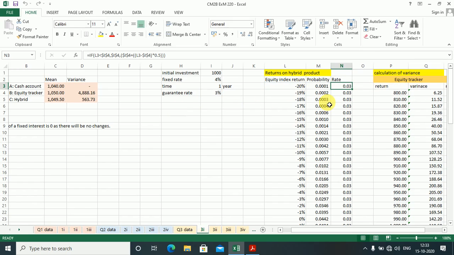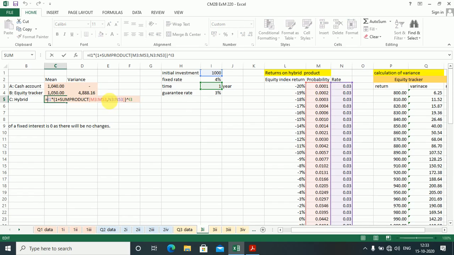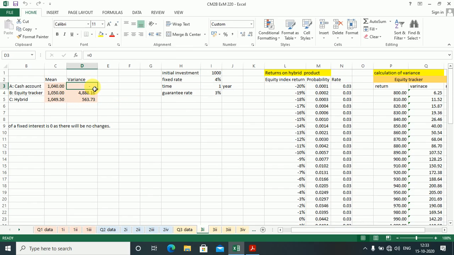Once this is done, you will again calculate the same thing: 1 plus rate, into probability, into 1000 to the power 1. So this gives me the hybrid's mean. For the variance, for the cash account the variance is 0 obviously, because there is no variability over here. For the equity tracker, we will calculate the variance.